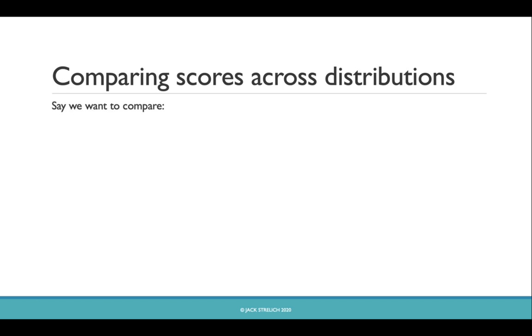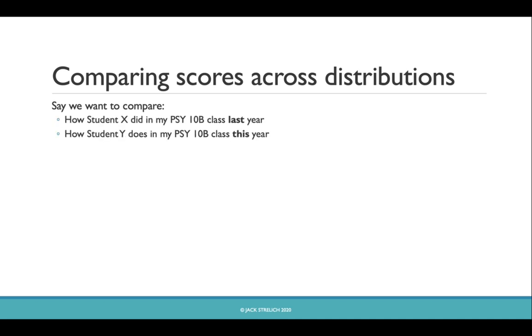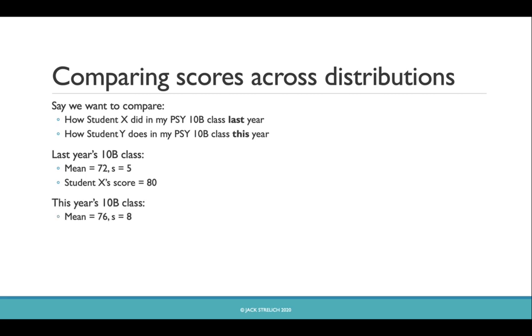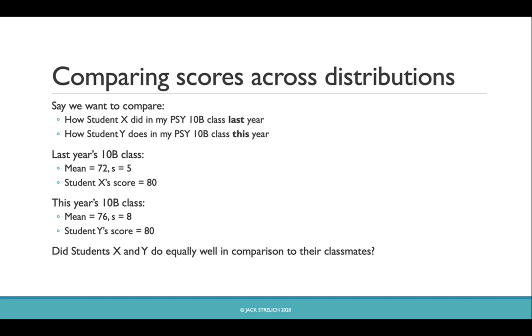Let's look at a more concrete example. Let's say we want to compare how student X did in my 10B course last year, compared to how student Y, one of you guys, is doing in my 10B course this year. So let's say that last year's 10B class had a mean of 72 with a standard deviation of 5, and that student X's score was 80. And let's imagine that this year's 10B class has a mean of 76 with a standard deviation of 8, and that student Y's score is 80. So the question is, did students X and Y do equally well in comparison to their classmates?